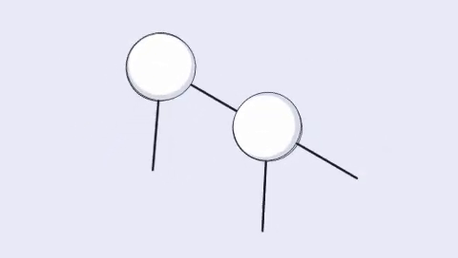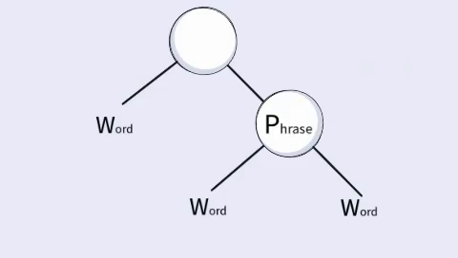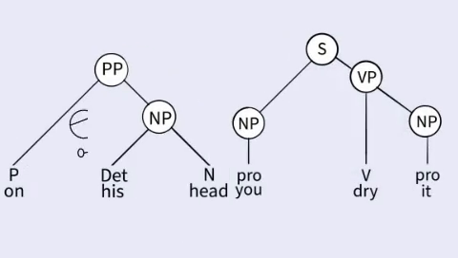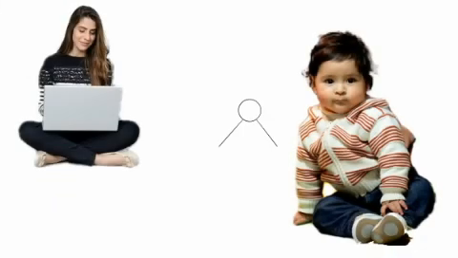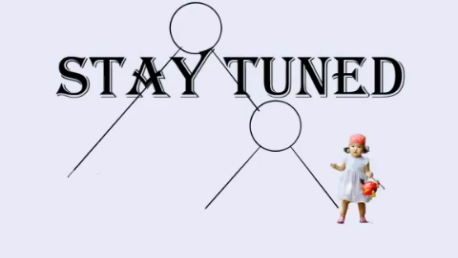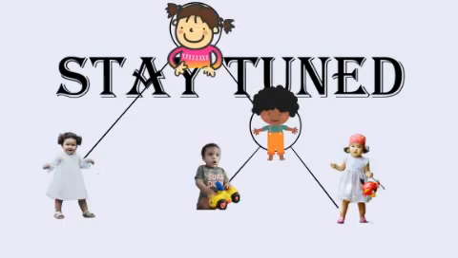MLU cannot capture these differences because language is not organized linearly, like beads on a string, but hierarchically, words building phrases, phrases building sentences. Clearly, grammatical development is more complicated than a mere increase in MLU. Research is creating alternative means of measuring grammatical development. Join us in future videos as we explore other tools for assessing grammatical development in toddlers.